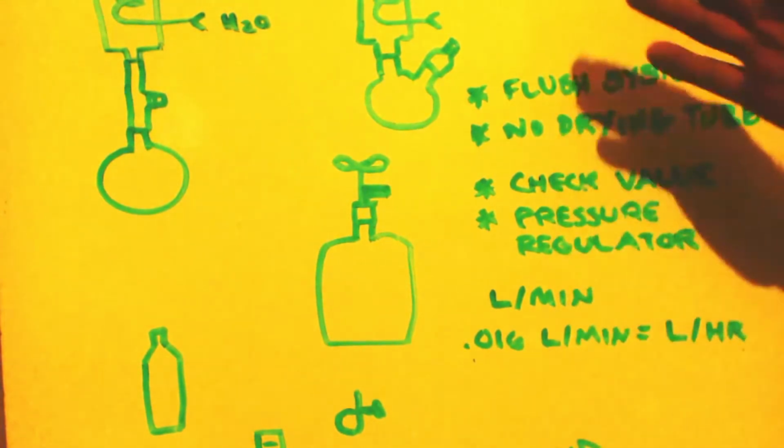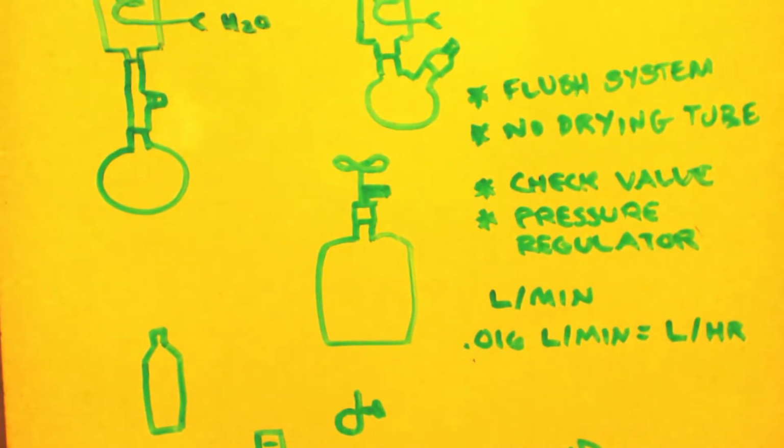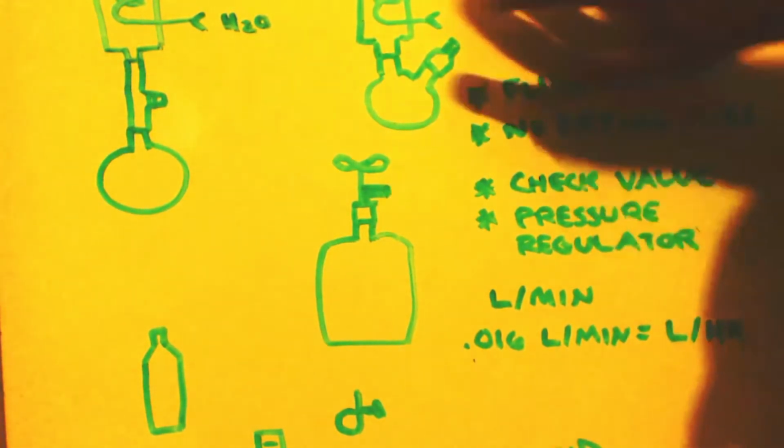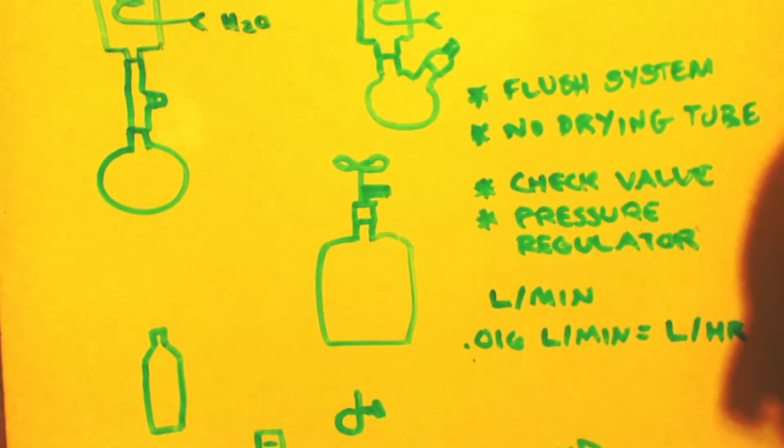And basically you would just start your refluxing, right? And you have the argon coming in at 0.016 liters per minute, and that way it'll keep all the air out and you'll have an inert atmosphere, okay?